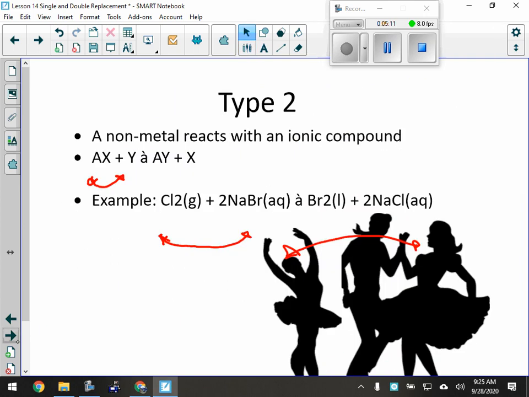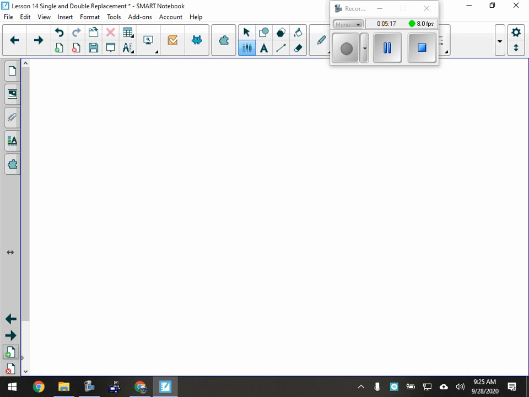Type 2, did we do type 2 yet? I don't think we did. Okay, well, let's do this. I think what they want you to write in there is, for type 2, a non-metal reacts with an ionic compound. So let's call it, I think they use Y plus AX. So this right here, Y, is your non-metal.